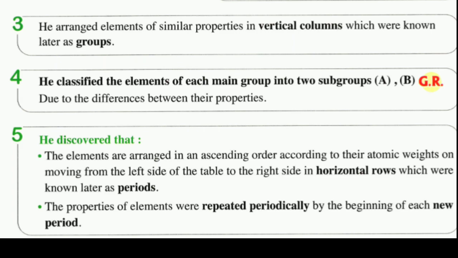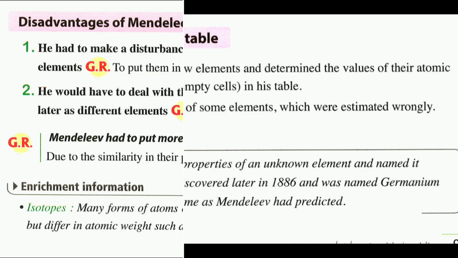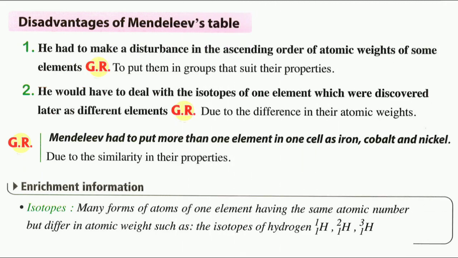Advantages of Mendeleev's periodic table. 1. He predicted the discovery of new elements and determined the values of their atomic weight. Therefore, he left gaps, empty cells, in his table. 2. He corrected the atomic weight of some elements which were estimated wrongly.